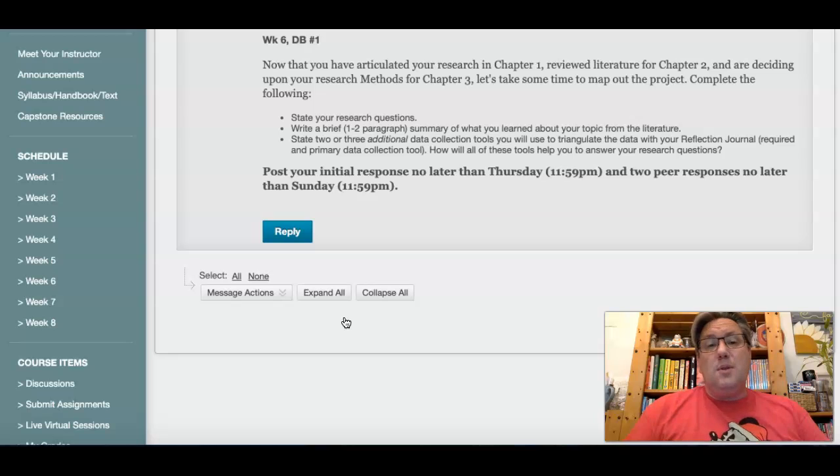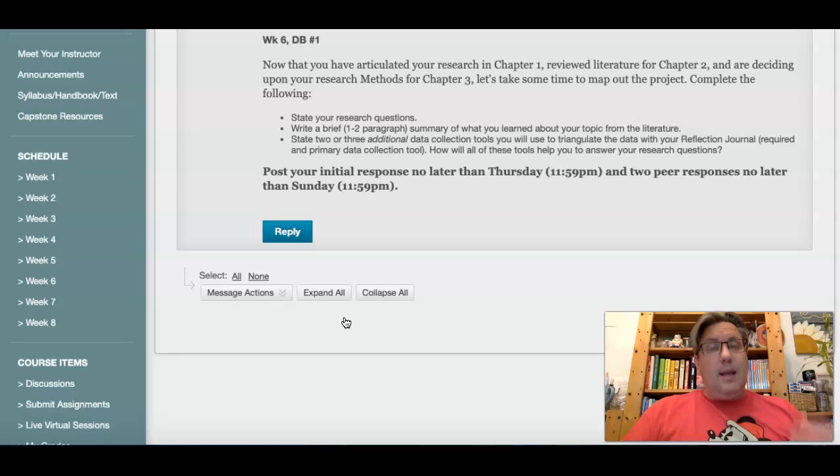In your initial post due by Thursday, you're going to state your research questions. So pull those out of chapter 1, your primary and your secondary, and then you're going to write a 1 to 2 paragraph summary of what you've learned about your topic from the literature. And then you're going to state 2 or 3 additional data collection tools you'll use to triangulate the data with your reflection journal. So with that, again, is it informal questioning? Is it data that you're pulling from the articles that you've read? But those components, you're going to put that information out.